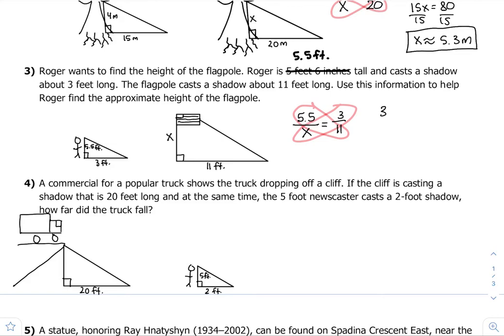So 3 times x is 3x, and 5.5 times 11, so we get 3x is equal to 5.5 times 11, which is 60.5. Divide both by 3, and x is roughly 20.2 feet.